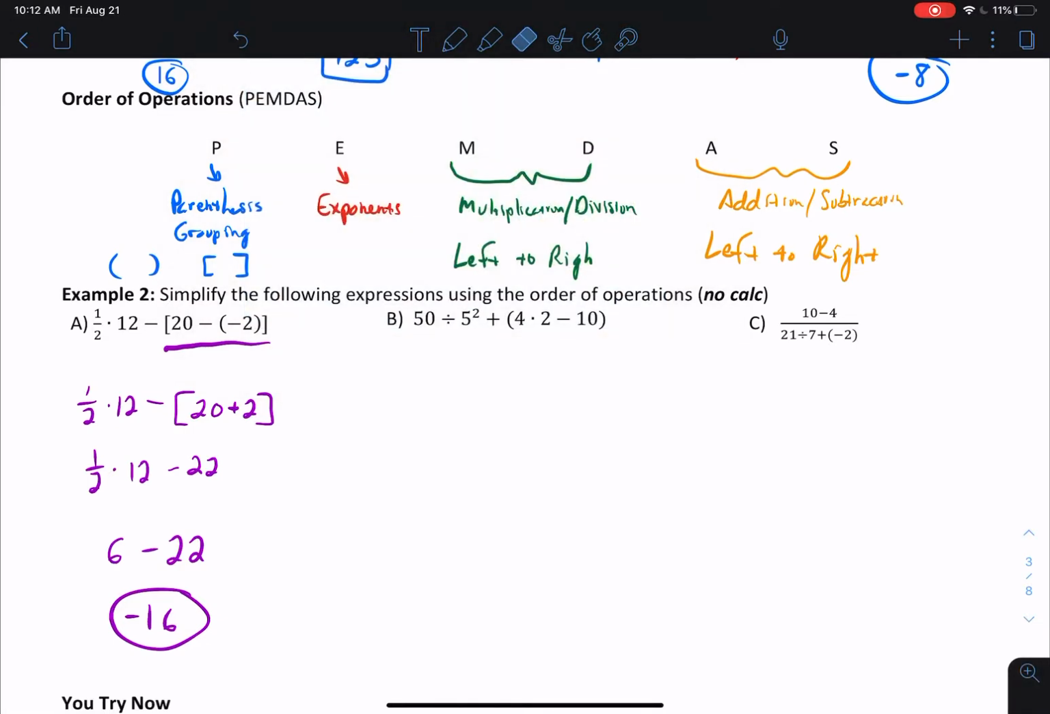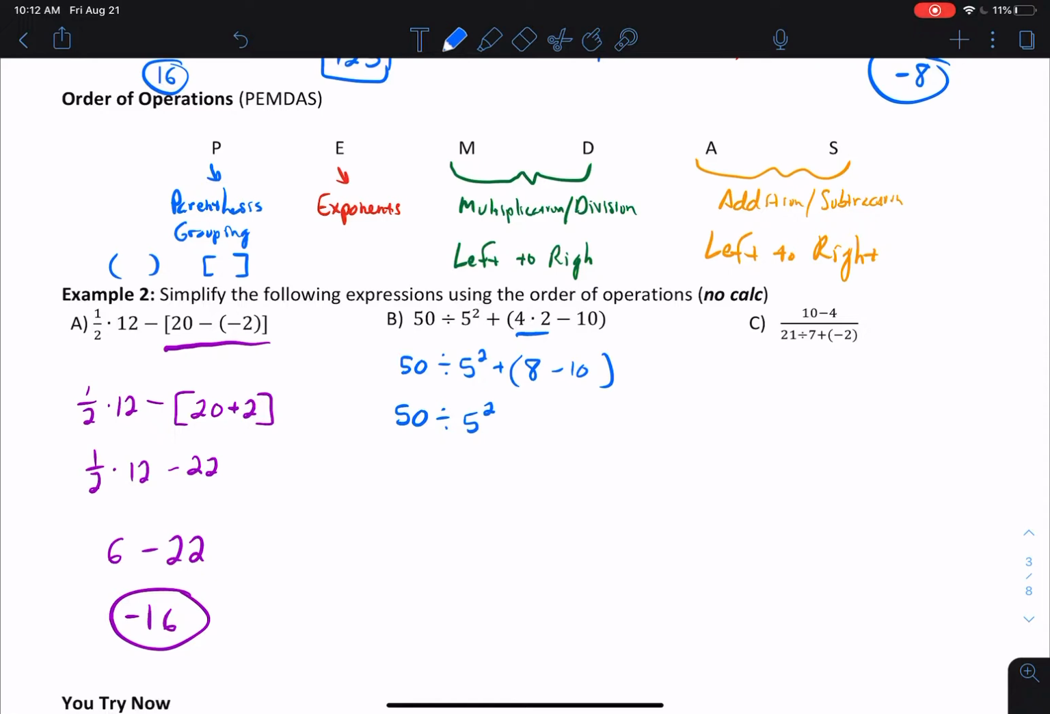First thing is parentheses. So I'm going to leave everything that's not in the parentheses. I'm not going to touch those yet. Now I have to look inside the parentheses. Inside the parentheses, are there any exponents? No. Next, multiplication division. I see I have 4 times 2, so I got to do that step next. 4 times 2 is 8. Now I subtract 10.